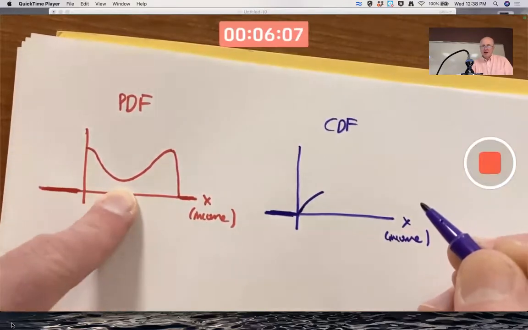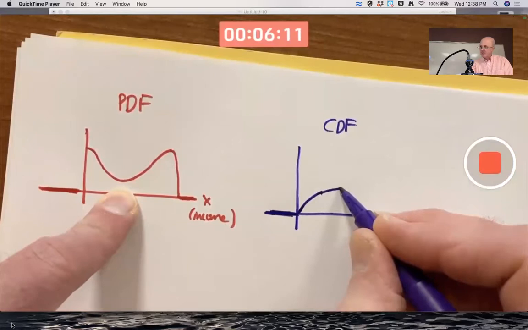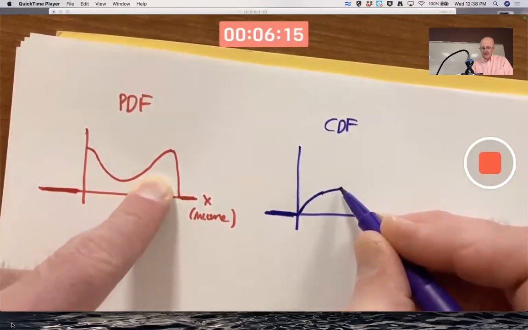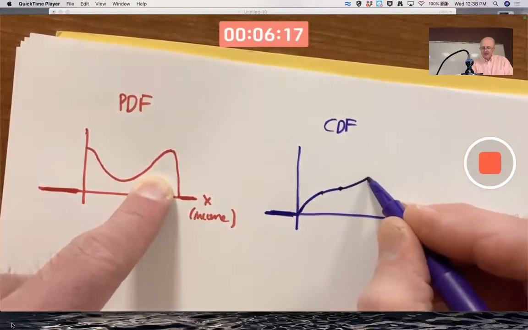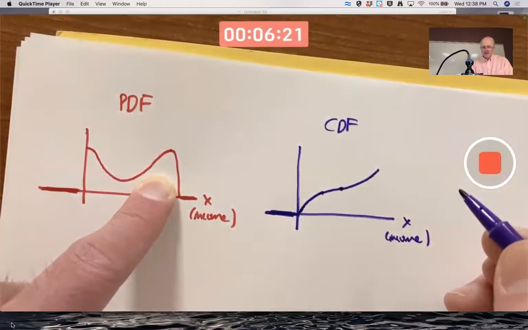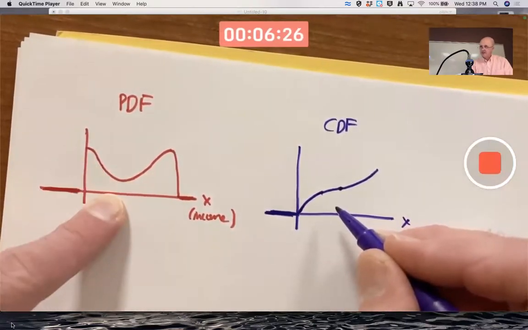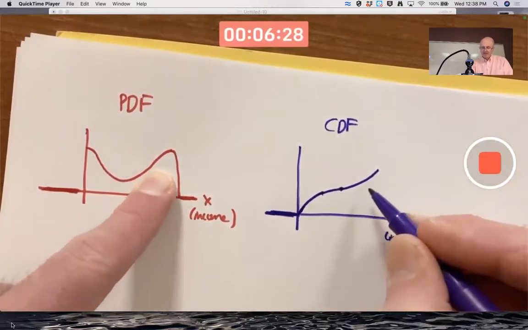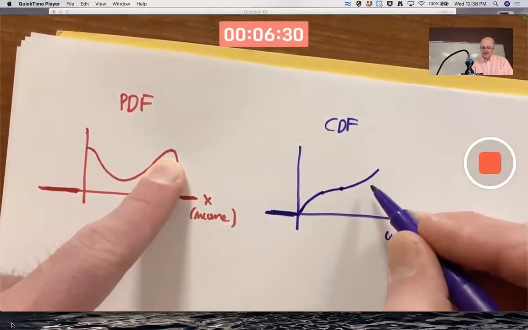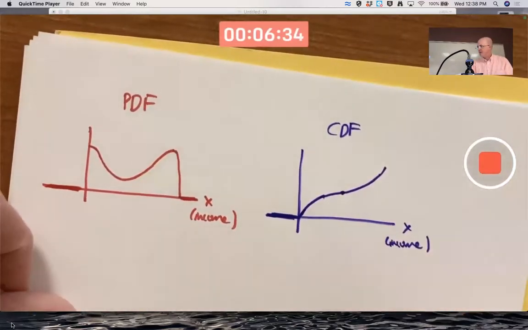Where the PDF is lowest, that's where the CDF is going to have the smallest slope. There's going to be an inflection point in the middle. And then the PDF goes higher again, so then the slope of the CDF goes higher again. The CDF is concave down where the PDF is decreasing, and concave up where the PDF is increasing. And if you just drew it that far, that's probably fine for the homework.